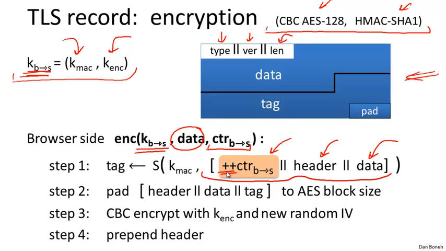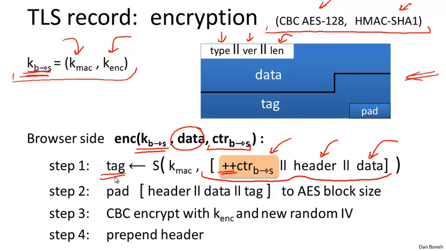Now, the interesting thing here is that even though the value of the counter is included in the tag, you notice the value of the counter is actually never sent in the record. The reason it doesn't need to be sent is that the server on the other side already knows what the value of the counter needs to be. It implicitly knows it, and when it verifies the MAC, it can just use the value that it thinks the counter should be.